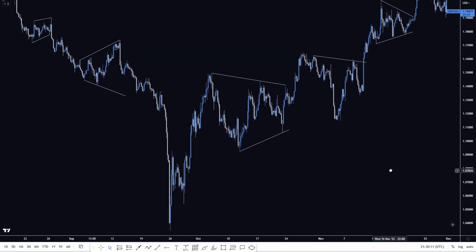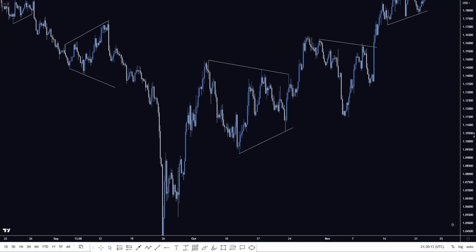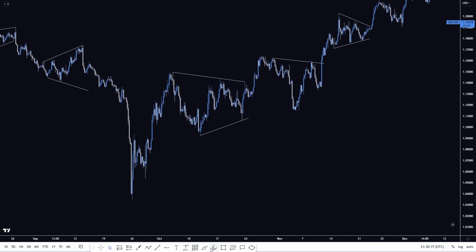If we keep moving backwards, what else can we see? In here again, if we zoom out, we've got this nice impulsive leg moving to the upside. We then again have another symmetrical triangle.